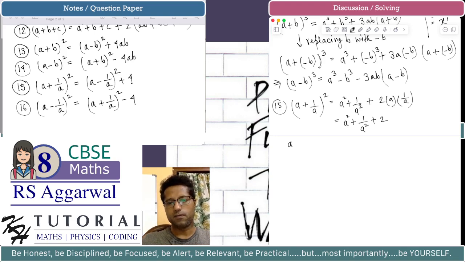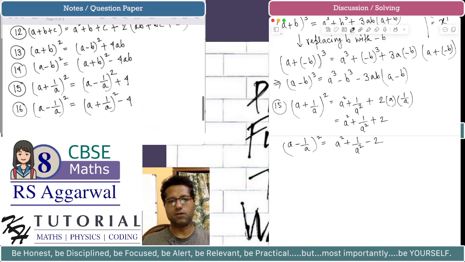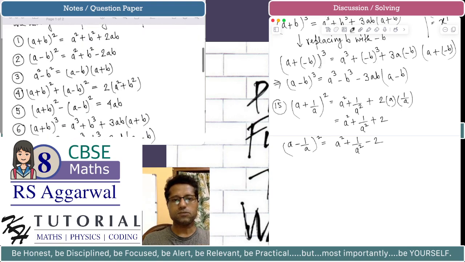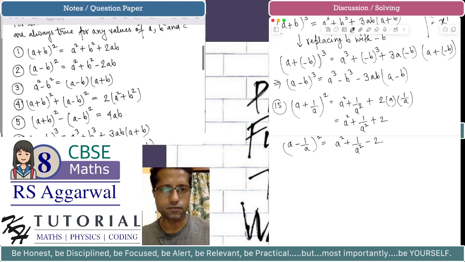Similarly, a minus 1 by a whole square will be equal to a square plus 1 by a square minus 2. So all these formulas, the more you use them in solving a problem, the more they will remain in your memory. Okay, so these are just the formulas.